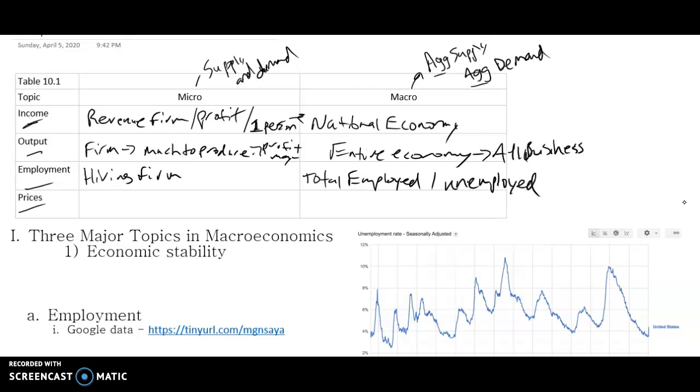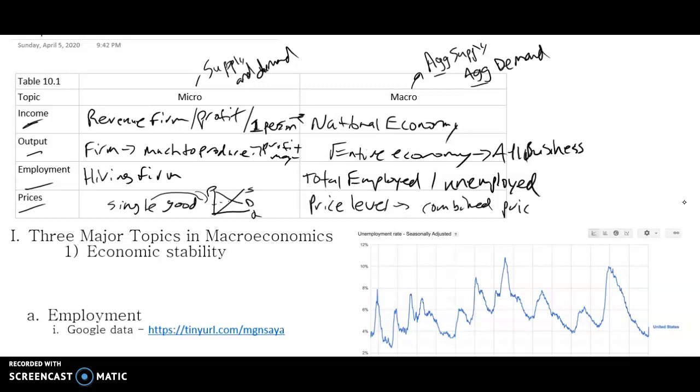And then prices, you look at the prices of a single good. And that gets back to the supply and demand. If you do a really basic graph of price and quantity, and you have the supply and the demand for a good, this equilibrium is the price of a single good. Whereas in macro, you look at what's called price level. And price level is the combined prices of all goods in an entire economy. So it's combined prices.